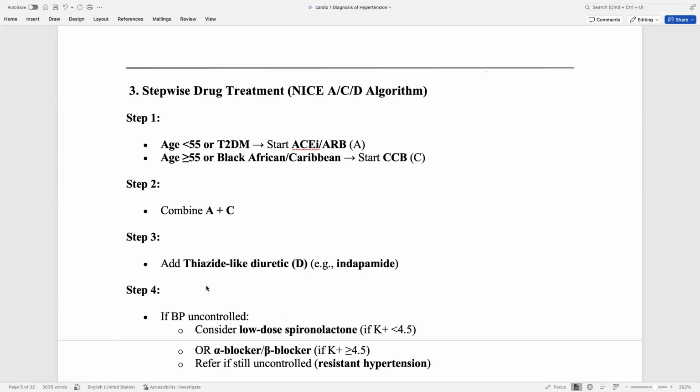What is the question, doctor? Why is the best to add another drug rather than to increase and maximize the dose of one drug?